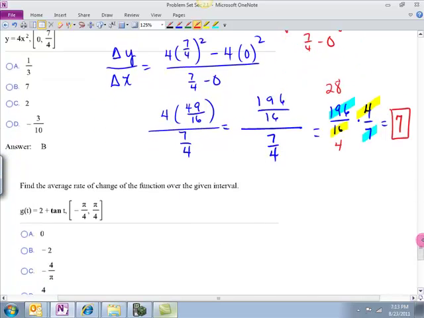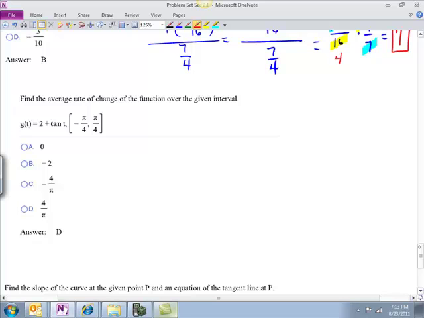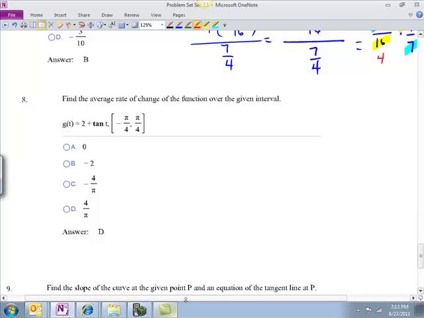Okay. Let's do this tan one. And I took out number 9, I think, out of your homework. Why did I do that? It's a good one. But I think you'd already done enough of those, so maybe not. So let's just do this one, and we're going to do the average rate of change, but we've got 2 plus tan t from negative pi over 4 to pi over 4.